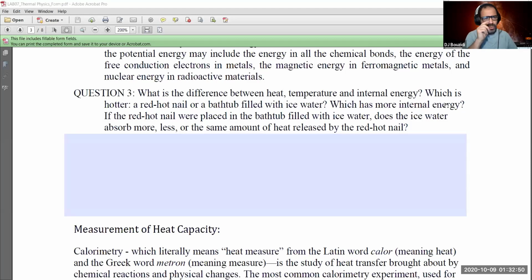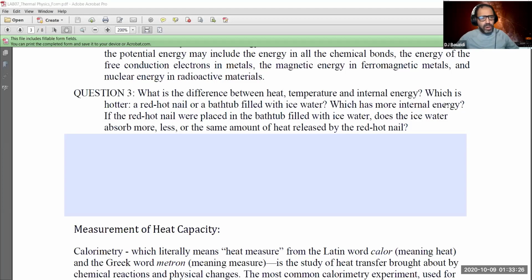Okay, that was actually a question in the slides today too. The answer was the red hot nail, okay? Now, which has more internal energy? That was similar to a discussion we had about 10 liters of water sitting at 20 degrees Celsius and another sitting at 22 degrees Celsius, okay? The one that has more stuff must have more internal energy. And the same thing should go for this one in here. The bathtub filled with ice should have more energy, albeit it's ice water.